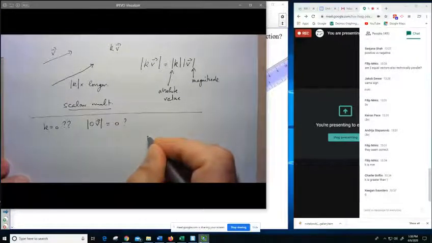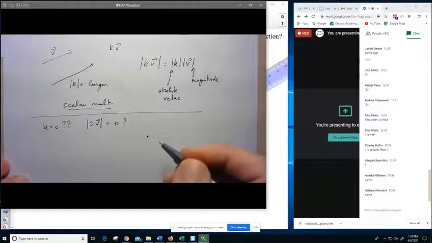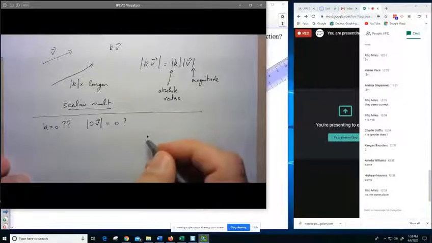Tell me quick. In the same place. There you go. There's actually no vector. So that means, how do we even define direction?